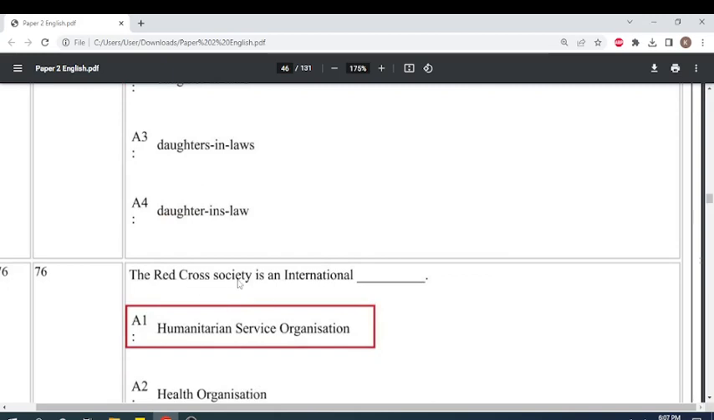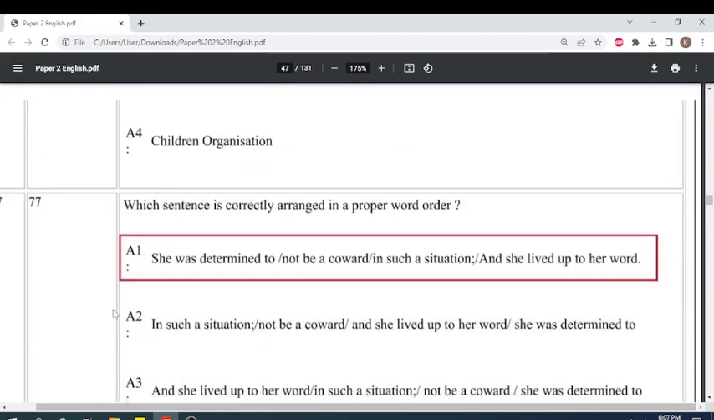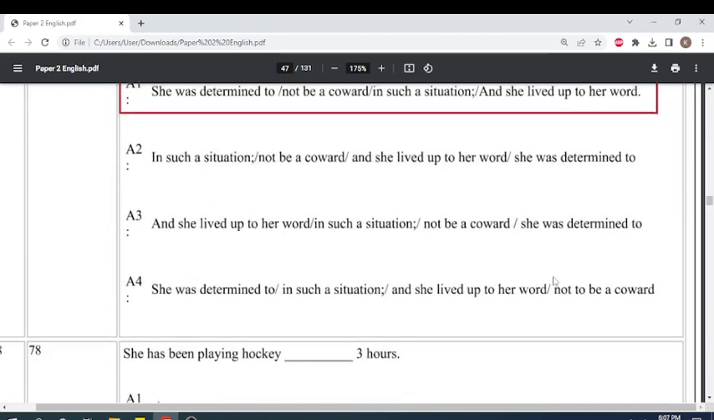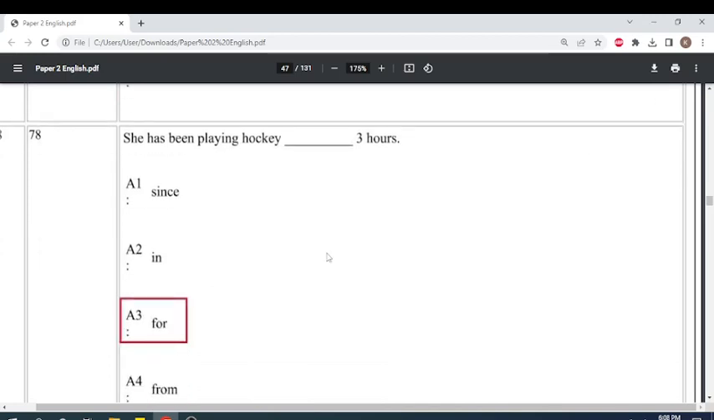76. The Red Cross Society is an international dash humanitarian service organization. 77. Which sentence is correctly arranged in a proper word order? Answer A1, she was determined to / not be a coward / in such a situation / and she lived up to her word. 78. She has been playing hockey dash 3 hours. Answer A, 3, 4.